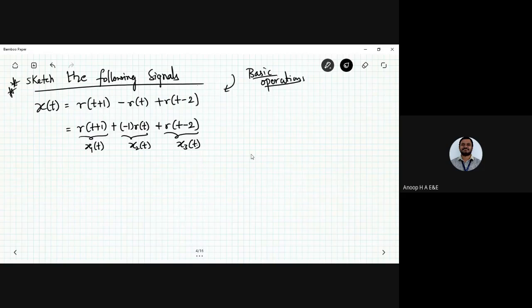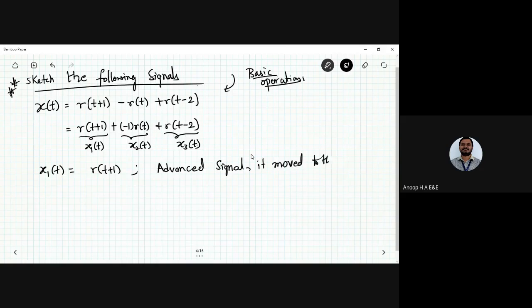First one, that is x1 of t. How can I write it? r of t plus 1. What type of signal is it? It is an advanced signal. Okay, so it is moved to the right. Sorry, it is moved to the left there. One minute. It is moved to the left.